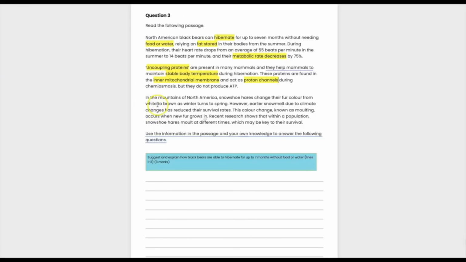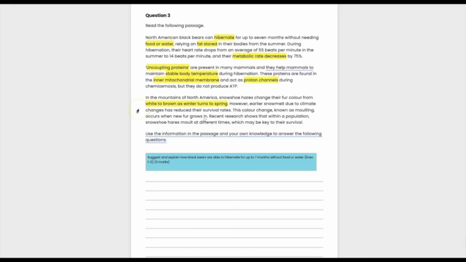Then the last paragraph: in the mountains of North America, snowshoe hares change their fur colour from white to brown as winter turns to spring. So if they're changing from white to brown as winter turns to spring, the sorts of things I'd annotate here would be adaptation for survival, maybe some concepts of natural selection, maybe something linked to inheritance as well. However, earlier snowmelt due to climate changes has reduced their survival rate.